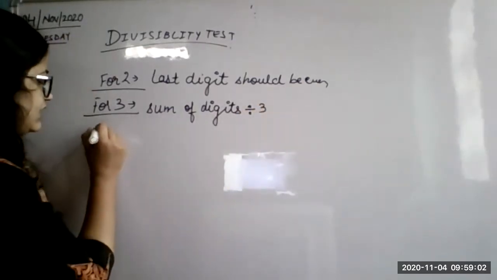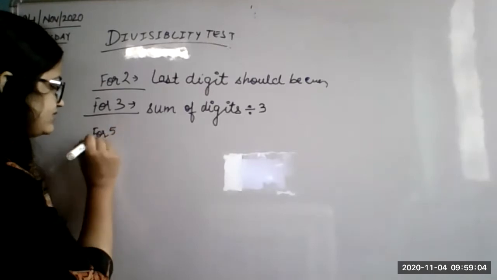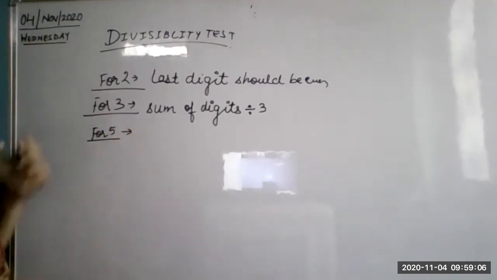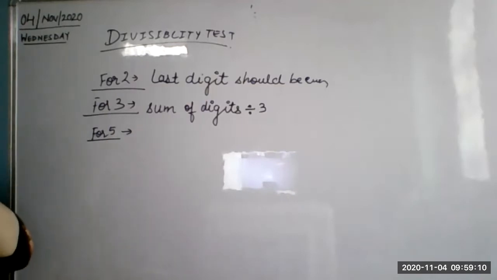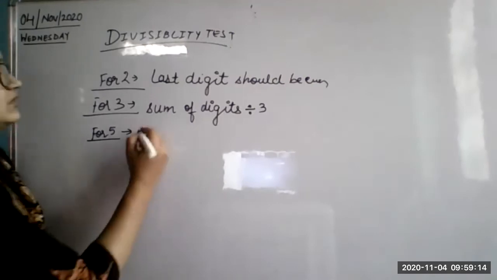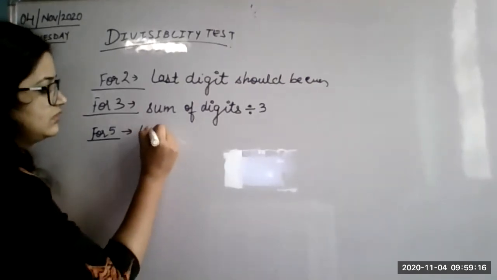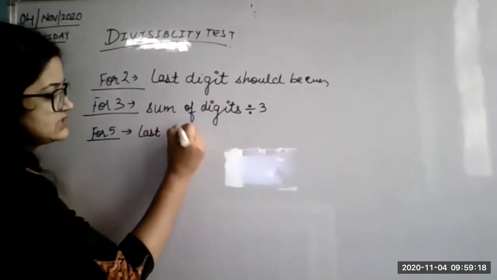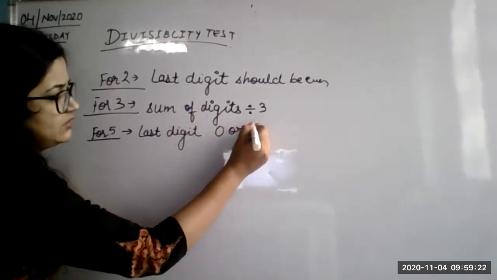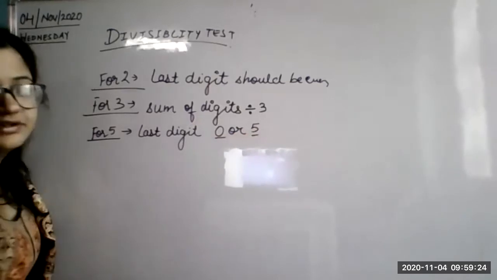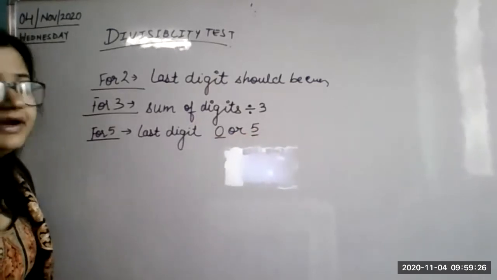Very good. Now for 5, what is the divisibility test for 5? Ma'am, for 5, we will check the last digit. If the last digit is 0 or 5, it means it is divisible. Very good. The last digit should be 0 or 5. Or 5, not and. There is a difference between or and and.